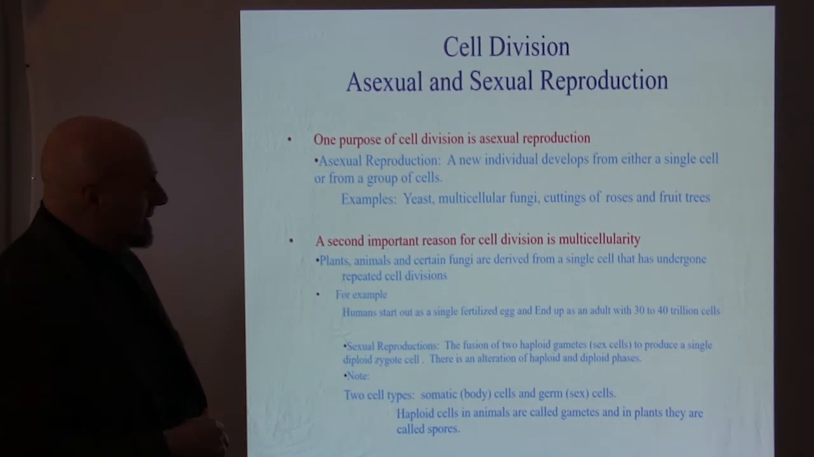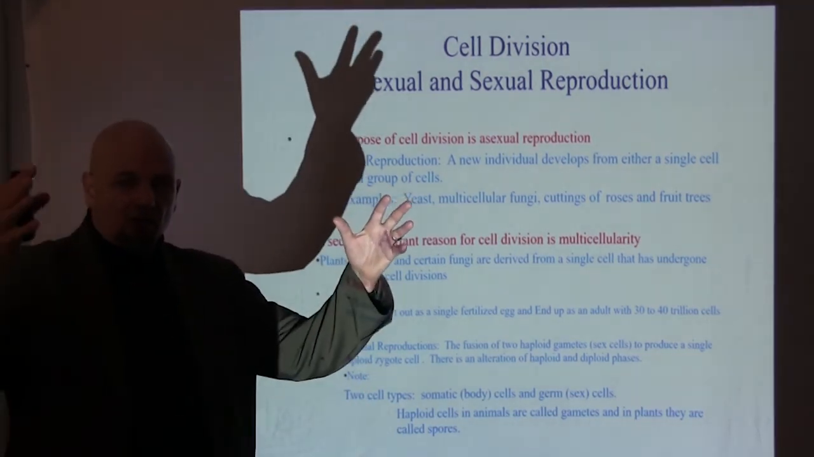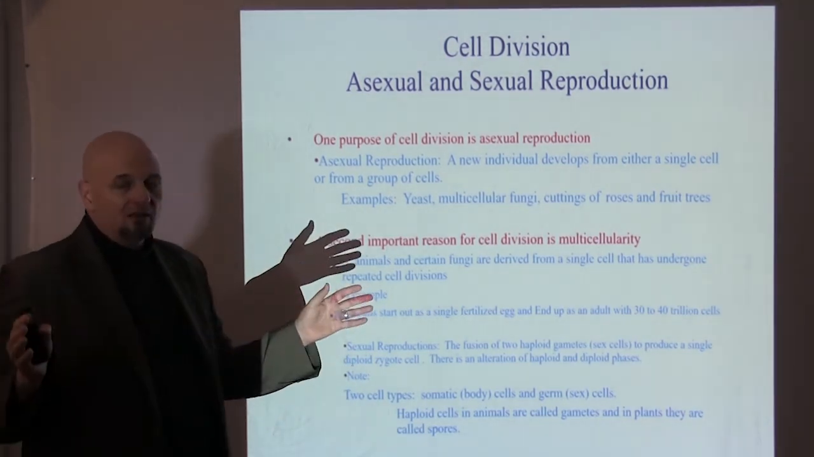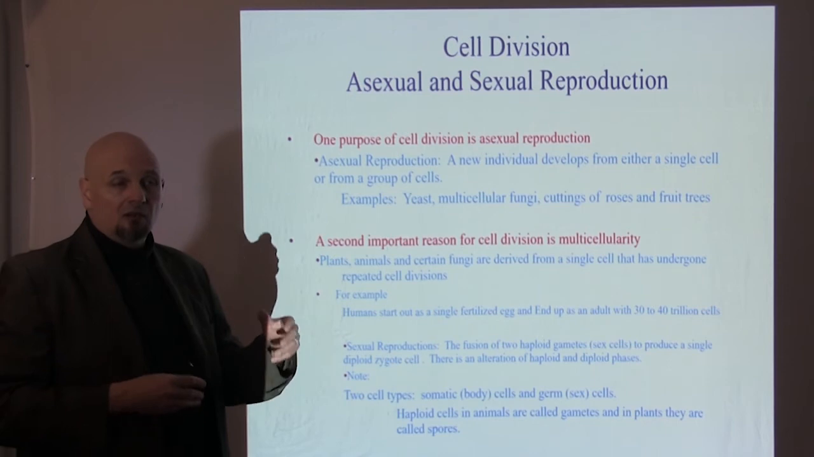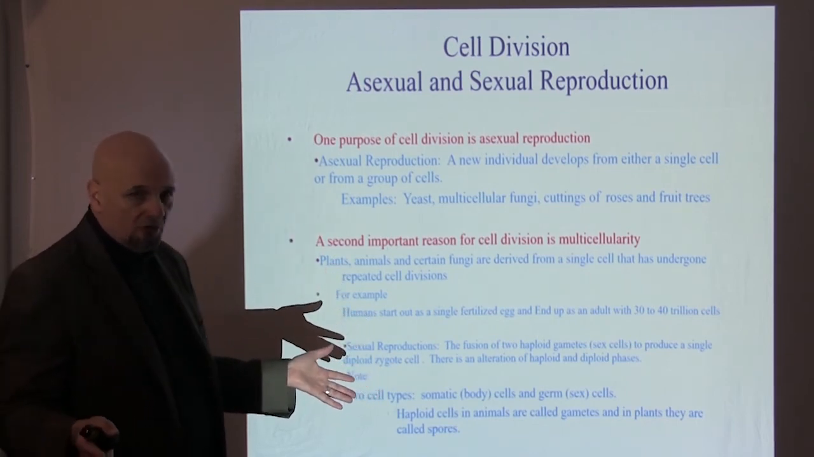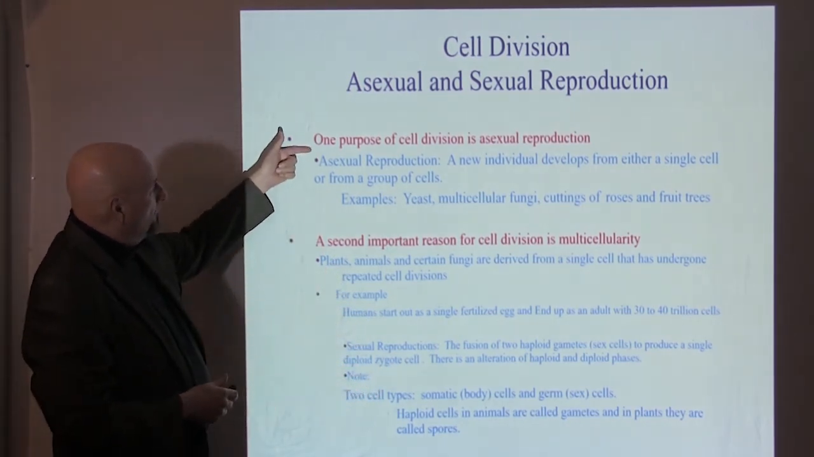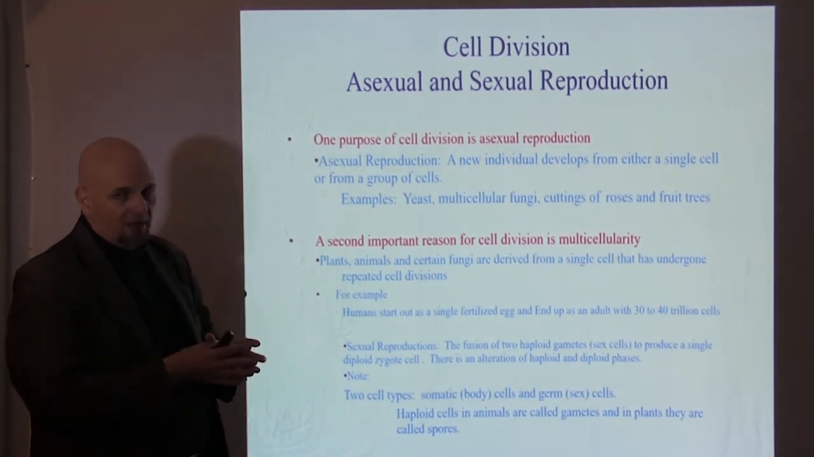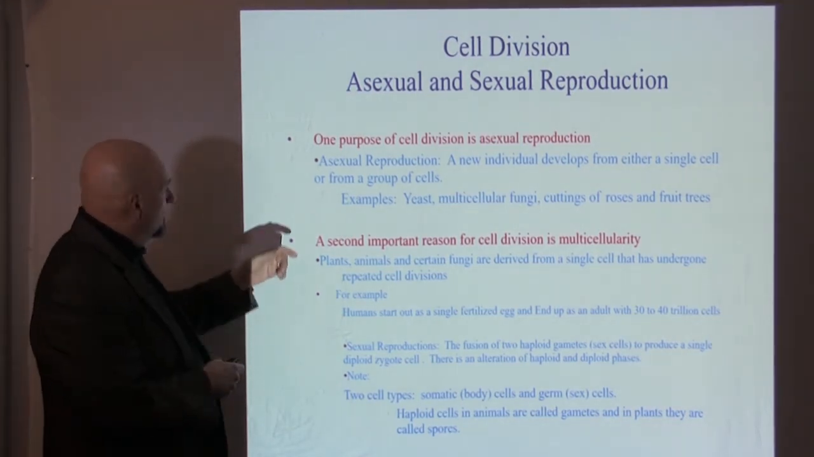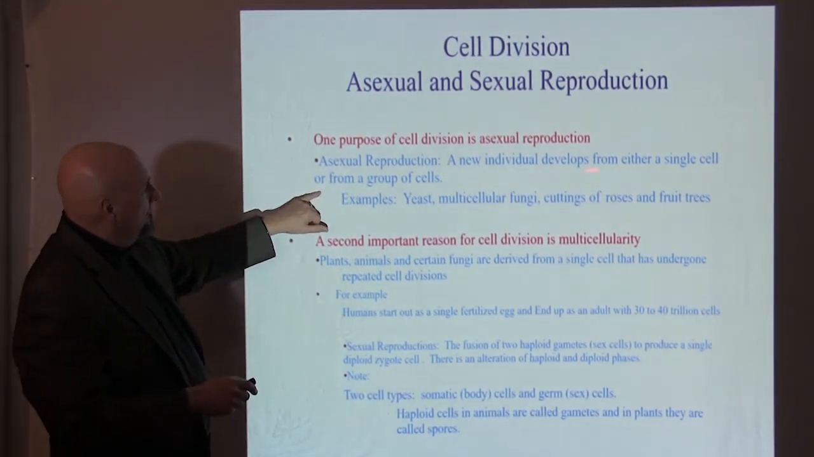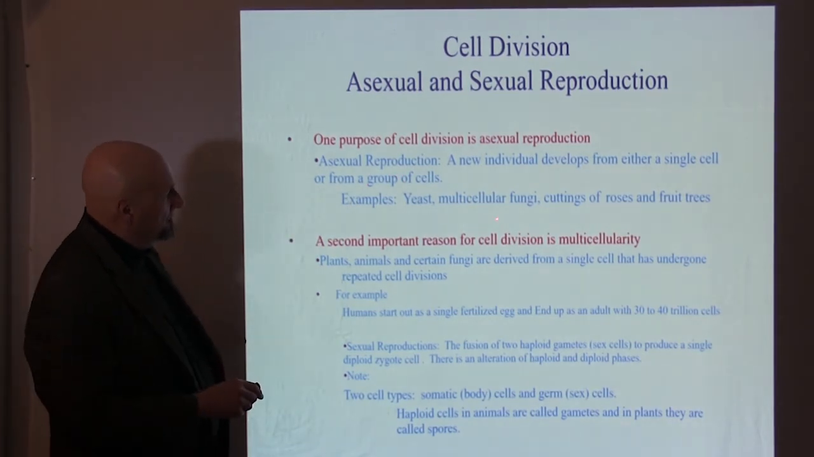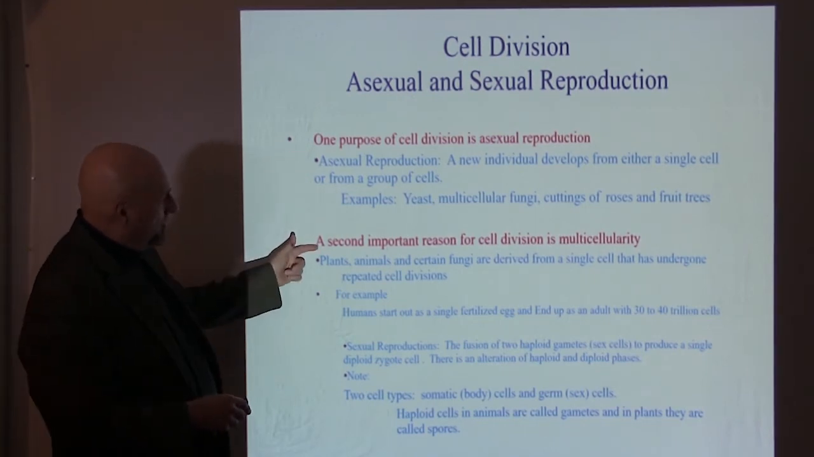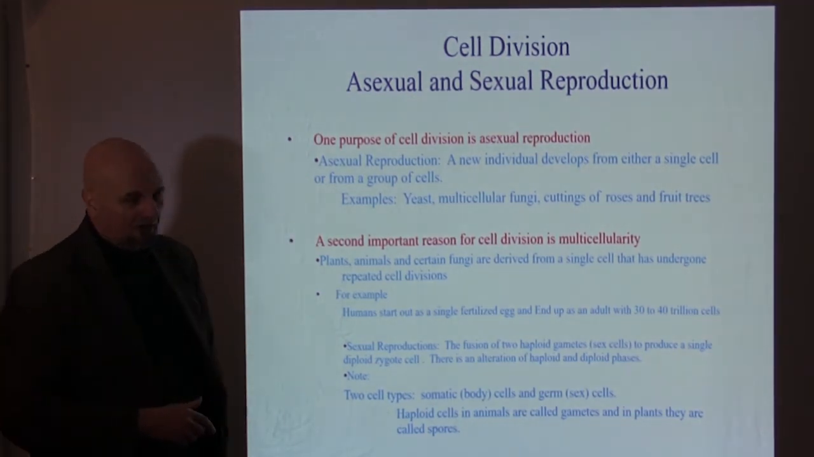All right. Now, cell division. So we've talked about chromosomes, now we have to talk about cell division, which is basically set up to divide the chromosomes and the cytoplasm evenly if you just do a simple, straightforward cell division, which is mitosis. So one purpose of cell division is asexual reproduction. It's not involved in fusing any types of gametes together. A new individual develops from either a single cell or from a group of cells. So yeast, multicellular fungi, cuttings of roses, and fruit flies can be called asexual reproduction. The second important form of cell division is multicellularity.